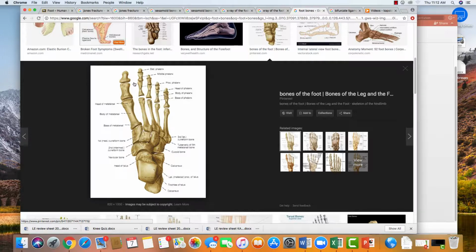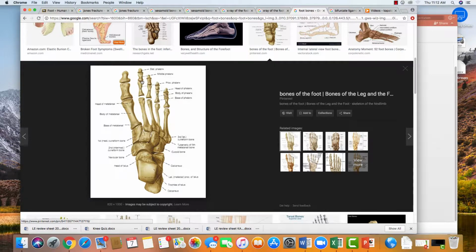And the important thing to note is the great toe does not have a middle phalanx. So it's 1 bone short. Whereas the rest, you can see the middle phalanx on 2 through 5, but not on this first one. Important to note that. So the great toe has 1 less joint than the other 4 toes in our foot.